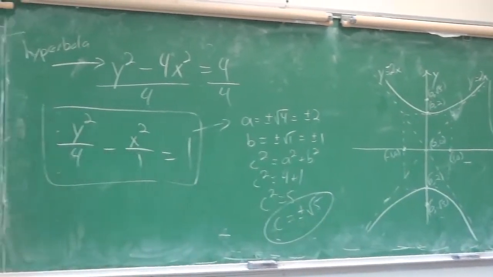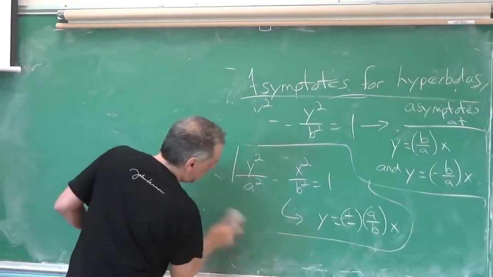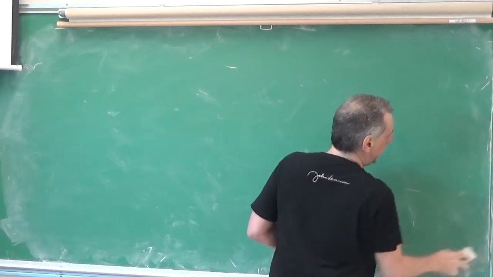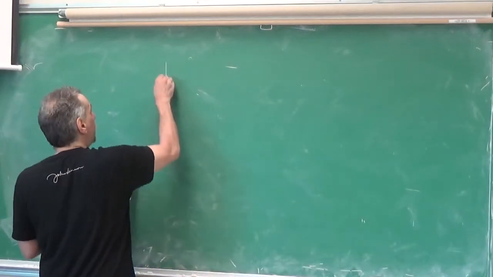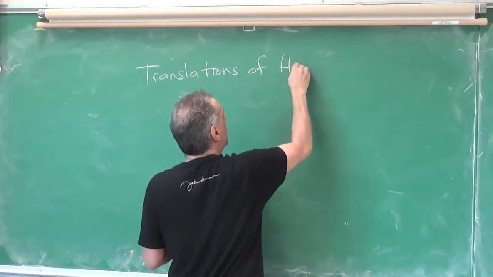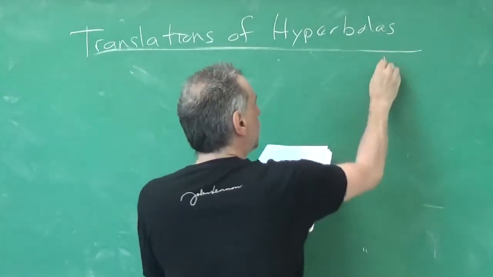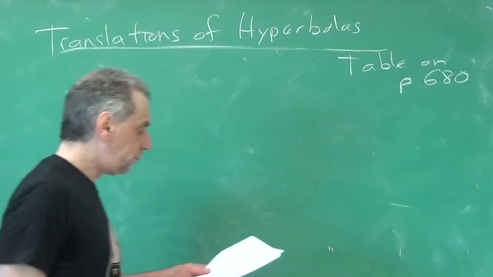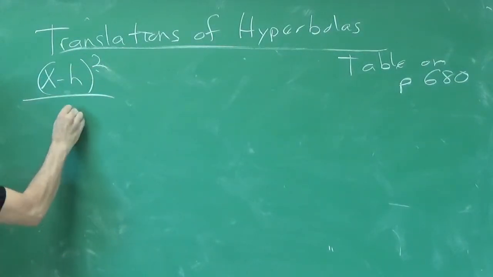All right, let's do one translation. So this is one that's not going to have a center at the origin, just like we did for the ellipses. We want to be able to translate up, down, left, and right here. And for translations, there's also a nice table to look at on page 680.